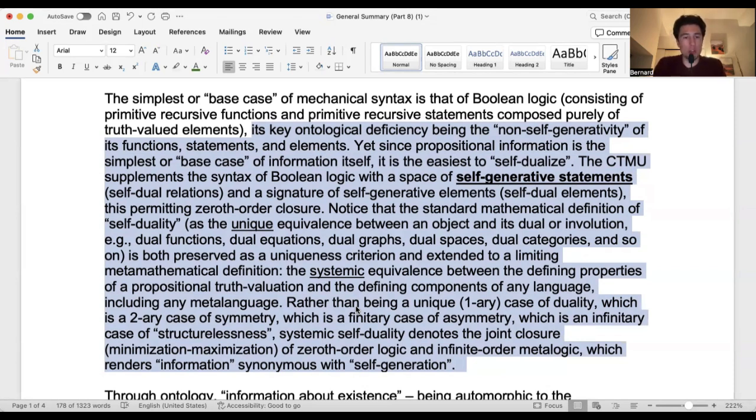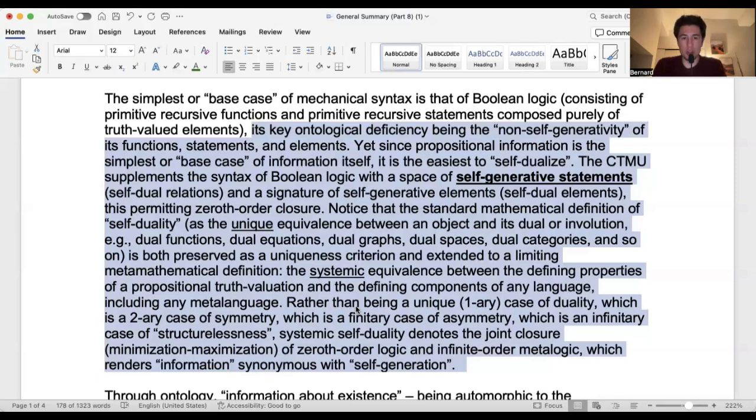Notice that the standard mathematical definition of self-duality, which is the unique equivalence between an object and its dual or involution, giving rise to dual and self-dual functions, equations, graphs, spaces, categories, etc., is preserved as a uniqueness criterion, right? Every single body-mind-spirit complex on any stratum or evolutionary cycle is unique and extends to a limiting meta-mathematical definition, which is the systemic self-duality between the minimal defining properties of a propositional truth valuation, basically a tautology, and the defining components of any language, including any meta-language. The element would be automorphic to the signature, relations would be automorphic to the space or the set of strings, if you like, and vice versa. And finally, the operations would be automorphic to the syntax, including the grammar.